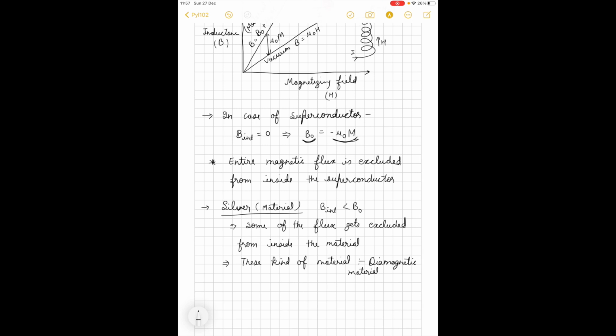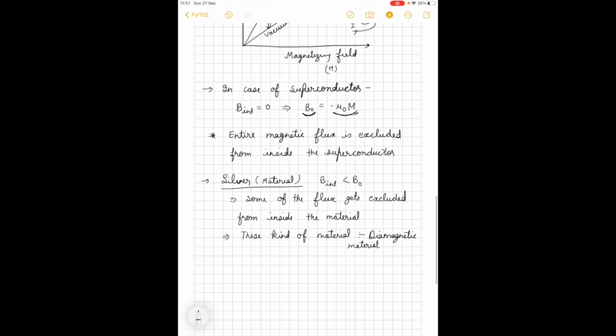To be specific, whatever excludes the field from inside the material is diamagnetic. But as you can see, a superconductor excludes the entire magnetic flux. So that's why superconductors are really special, because they are perfect diamagnetic materials.